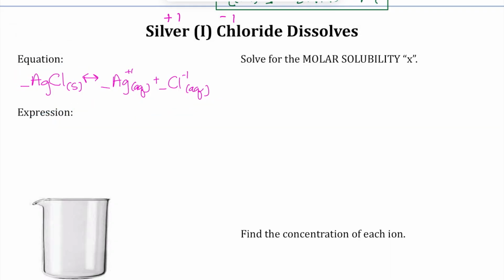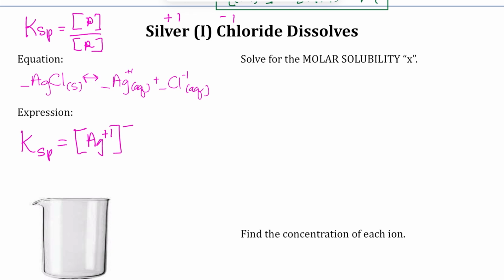Writing our Ksp expression, remember it's products over reactants. For our solubility, we're always going to just have our ions. So we have our silver +1 ions and our chlorine -1 ions. We have the concentration of each of those multiplied all over 1, because a solid is not going to change concentration, so we don't include that. So if you want, you can put the over 1, or we can leave it blank.